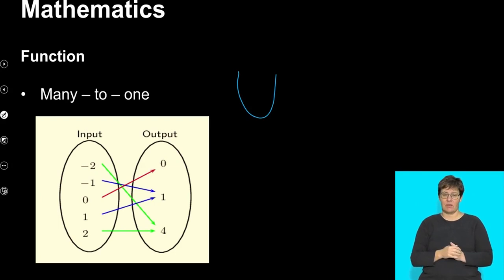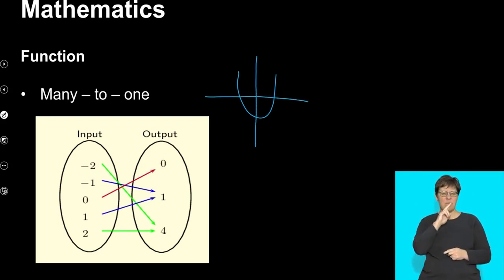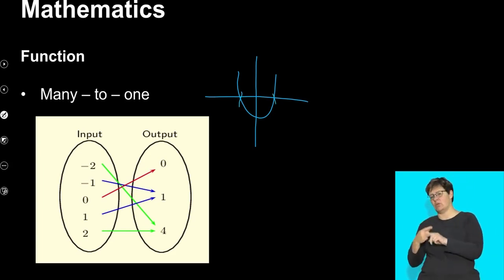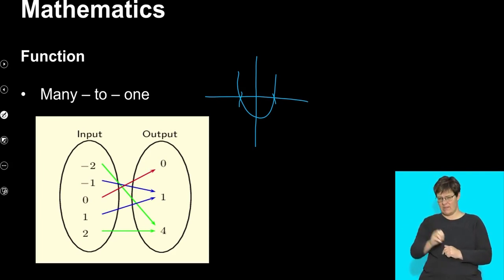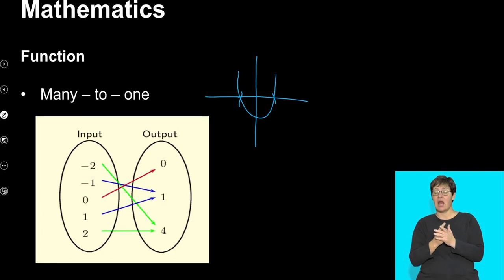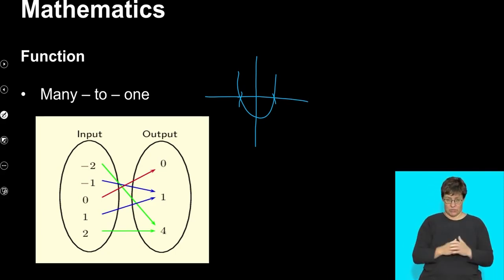This is normally what we call a parabola, right? Remember a quadratic function. You know that maybe if I have -2 there, I will have +2 there. There will be two input values, but one output value, which is 0 and 0 there. So that's what a many-to-one function is.